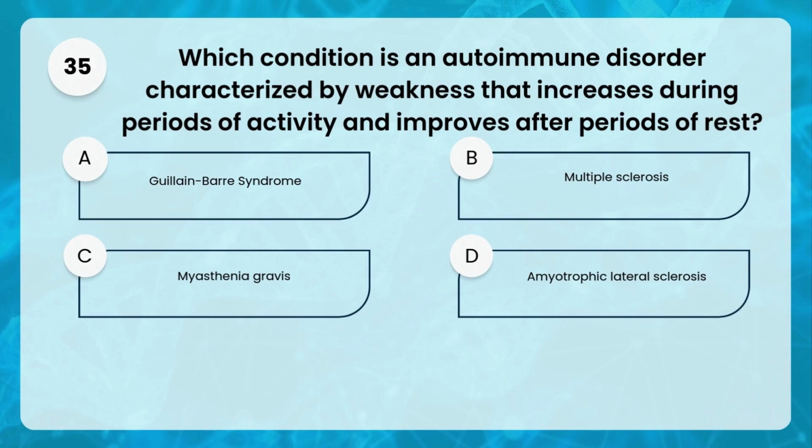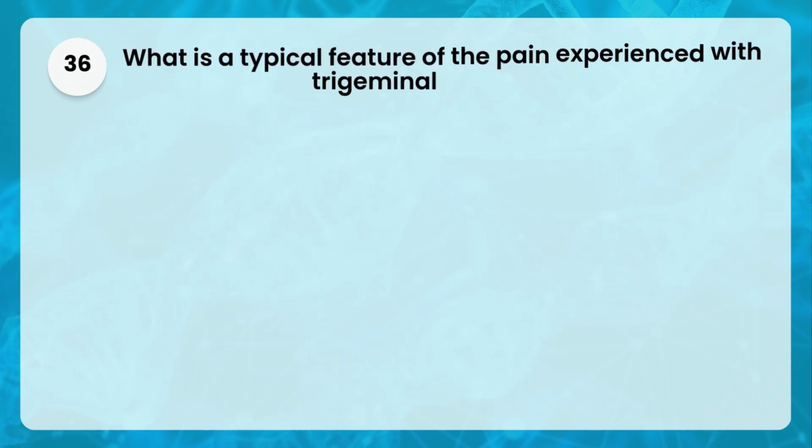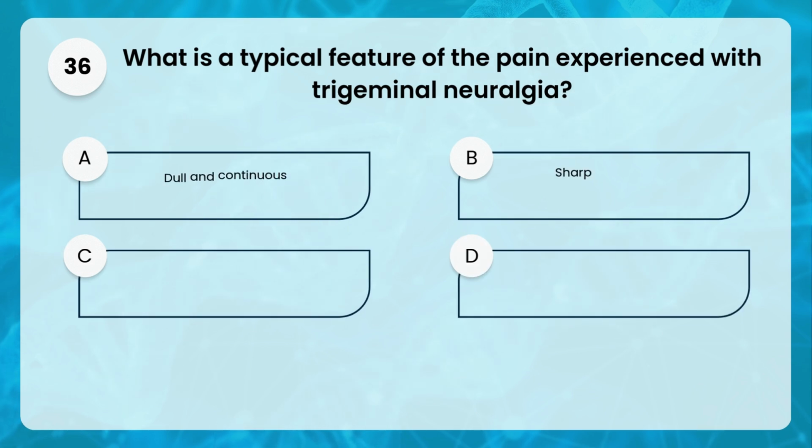Number 35. Which condition is an autoimmune disorder characterized by weakness that increases during periods of activity and improves after periods of rest? A. Guillain-Barré syndrome. B. Multiple sclerosis. C. Myasthenia gravis. Or D. Amyotrophic lateral sclerosis. The answer is C. Myasthenia gravis.